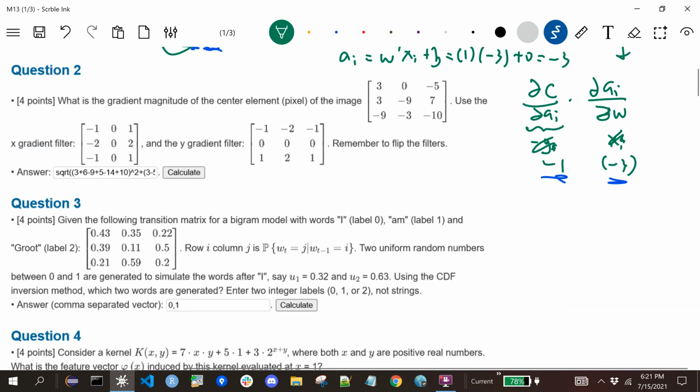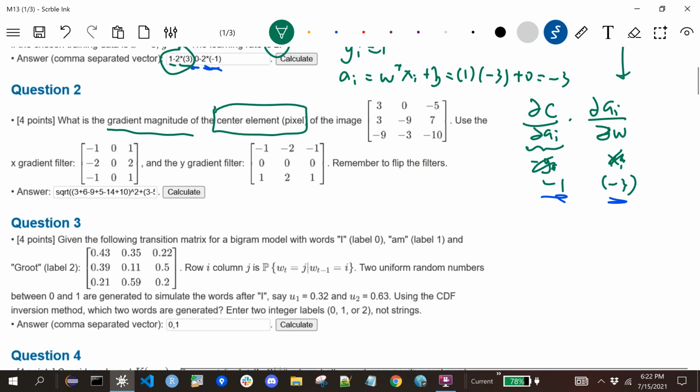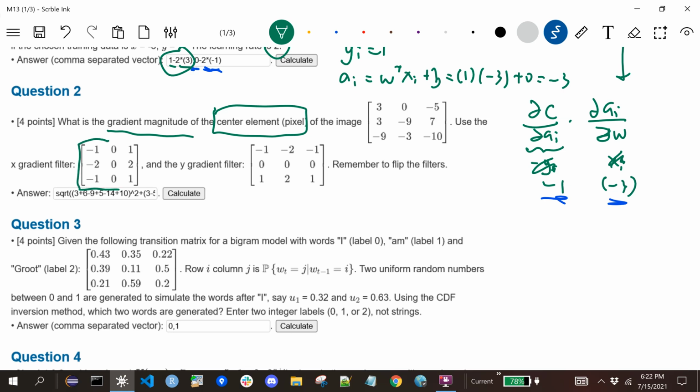And let's move on to the next one. So here we are asked to find the x gradient and the y gradient, and then we want the gradient magnitude. The good news is we only need the center element, so you don't need to compute the whole matrix. Because when you compute the whole matrix, you need to flip this and then multiply by the first to get the first element, to get the second element and third element, and you need to repeat this 9 times. So don't spend time on that on the midterm with a time constraint.